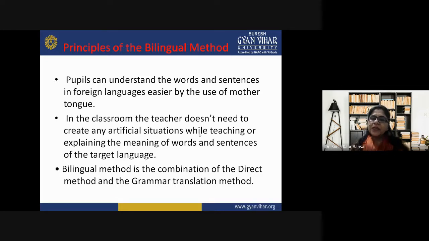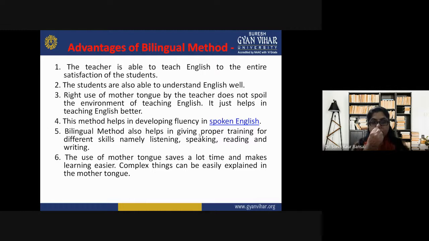So the basic principles behind using the bilingual method are, first, to make the words and sentences of the foreign language easier for the students; second, not to create artificial situations in the classroom; and thirdly, to follow the combination of the direct method as well as GTM, the grammar translation method. I hope you have understood this much. Now, advantages of the bilingual method.